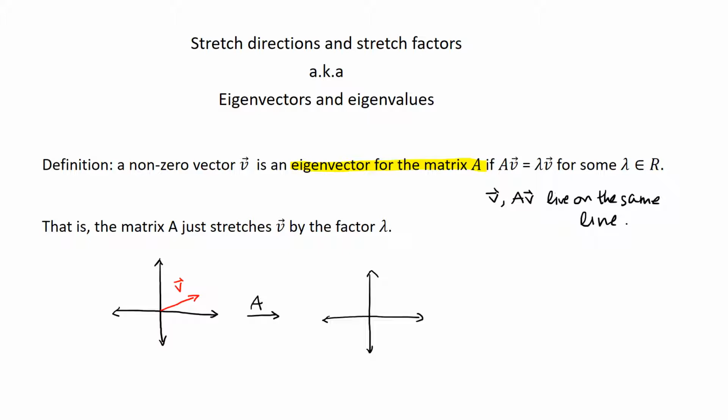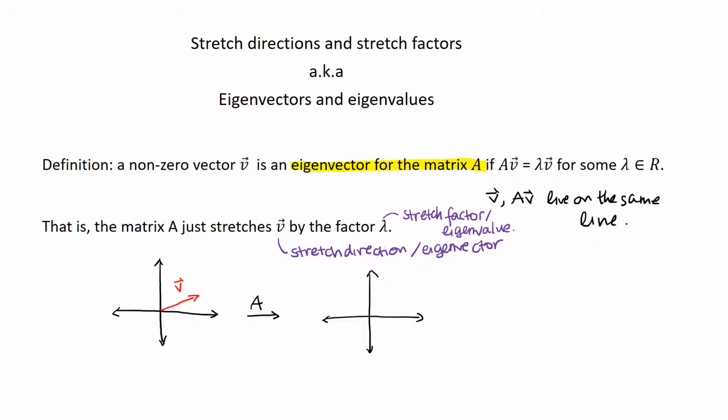This direction in which our matrix is just stretching is called a stretch direction, or an eigenvector. And the amount that it stretches by, this factor lambda, is called a stretch factor, or an eigenvalue. So let's take a look at a picture to see what we're talking about.